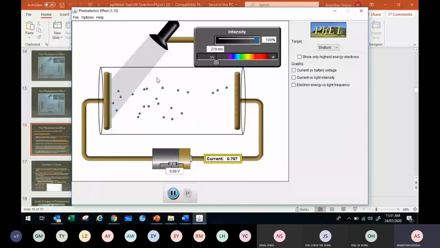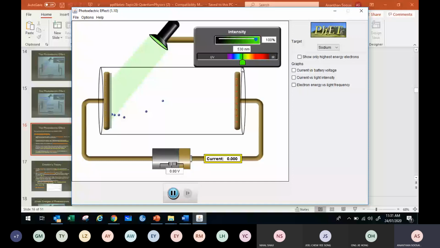When I put it at UV, okay, let me go to the right and decrease the frequency. When I decrease the frequency, the electrons coming out reduce. Then after that, no electron comes out. The electron comes out only above a particular frequency. At a particular frequency, the electron never comes out. If I go a little up, the electron starts to come out. When I go to a slightly lower frequency, no electron comes out.